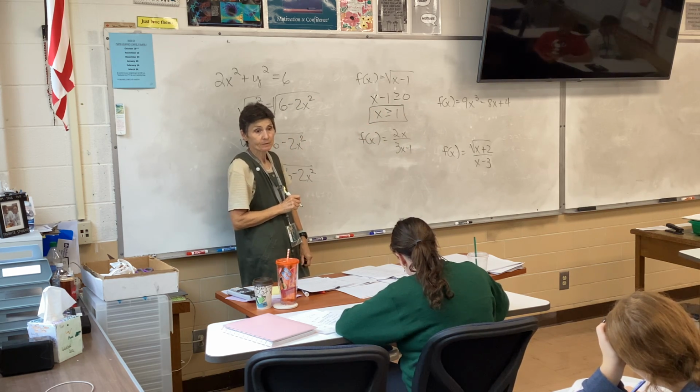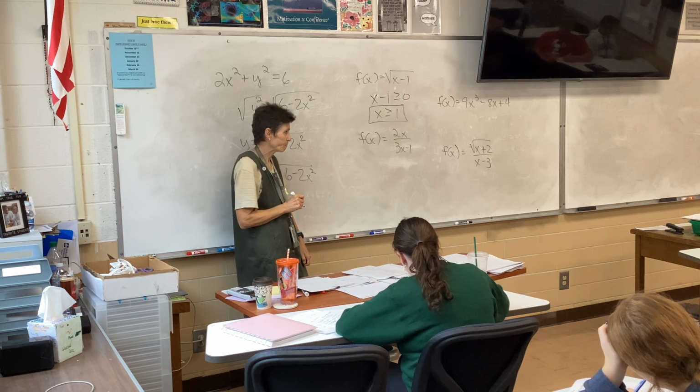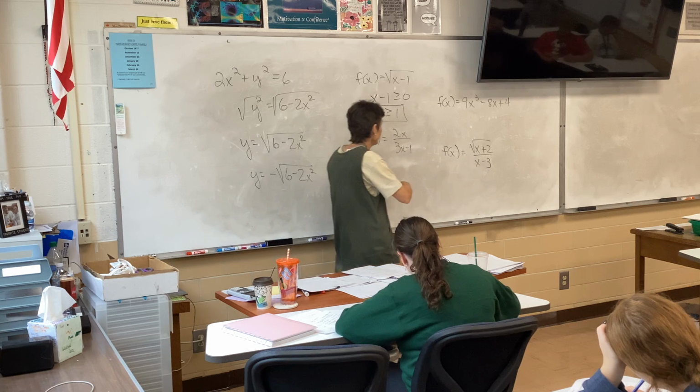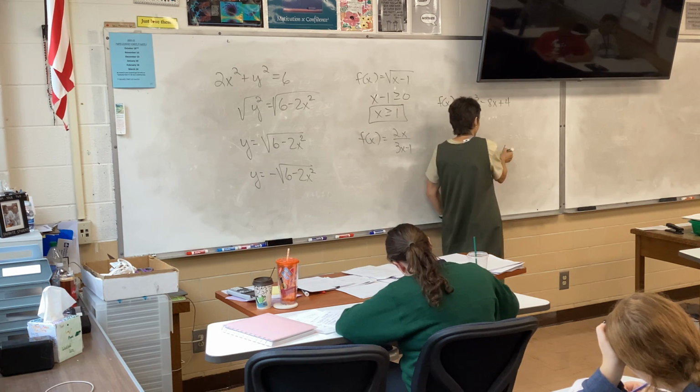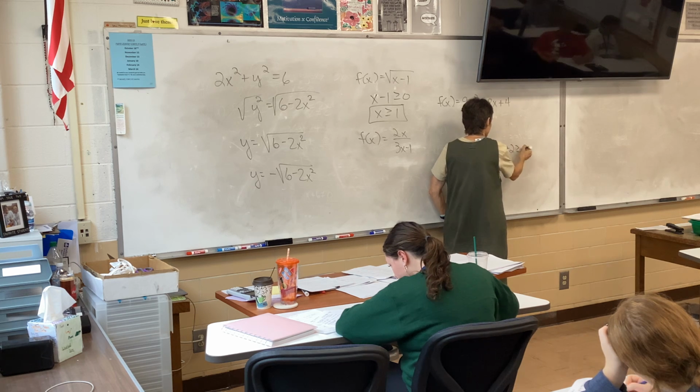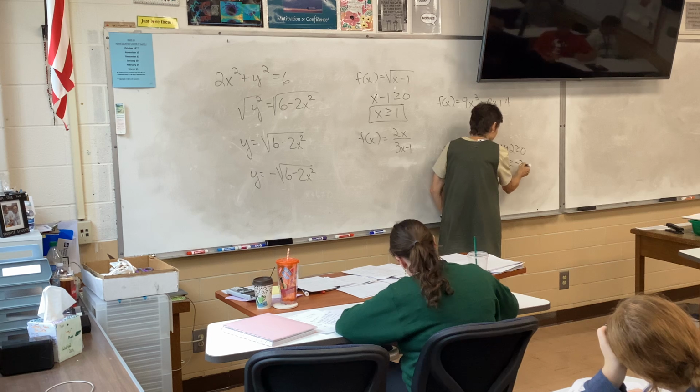Would you agree? We've done like 8,000 of these, right? We got this. No radical, no radical. Oops, there's another one. X plus 2 greater than or equal to 0, so x is greater than or equal to negative 2.